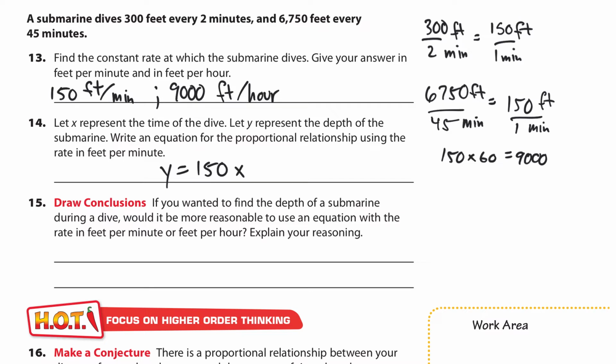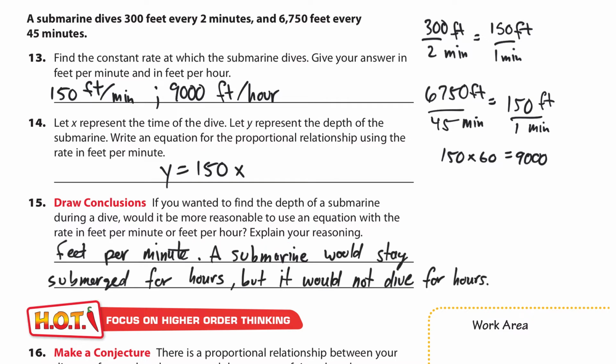Let's draw some conclusions. If you wanted to find the depth of a submarine during a dive, would it be more reasonable to use an equation with the rate in feet per minute or feet per hour? Explain your reasoning. So it would be feet per minute, because a submarine would stay submerged for hours, but it would not dive for hours. It would just dive for minutes. So you would use the per minute rate.